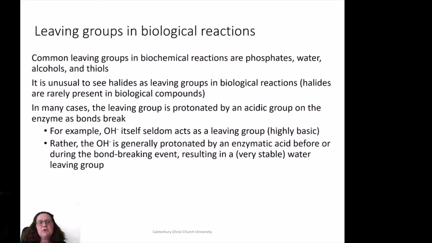A typical example of a leaving group in a typical organic reaction is halogens: chlorides, fluorides, bromides, iodides. However, halides are rarely present in biological compounds. So when we're thinking about biological reactions in biochemistry, typical leaving groups in biochemical reactions will be phosphate groups, the water molecule, alcohols, thiols. Those will be the type of leaving groups that we find in a biological reaction.